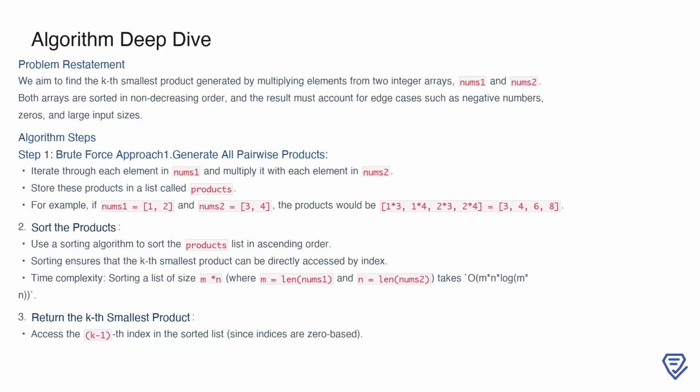Sorting a list of size m*n, where m is the length of nums1 and n is the length of nums2, has a time complexity of O(m*n*log(m*n)). Finally, we return the product at index k minus 1, since array indices are zero-based. While this approach is simple and intuitive, it becomes computationally expensive for large input sizes, as we'll see next.